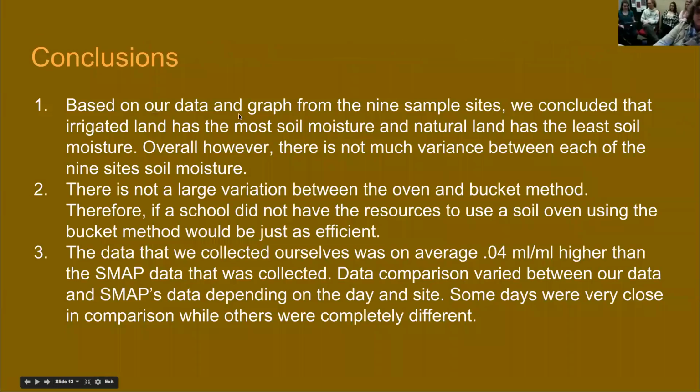Okay. So for question 1, how did the soil moisture vary across the 9 sites? Based on our data and graph from the 9 sample sites, we concluded that irrigated land has the most soil moisture and natural land has the least soil moisture. So overall, however, there's not much variance between each of the 9 sites' soil moisture. So just comparing them overall.